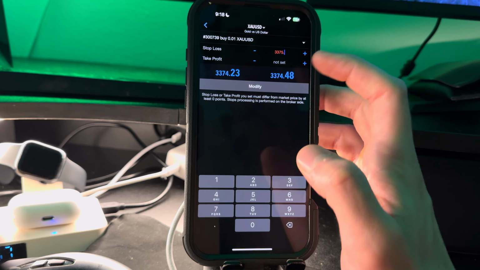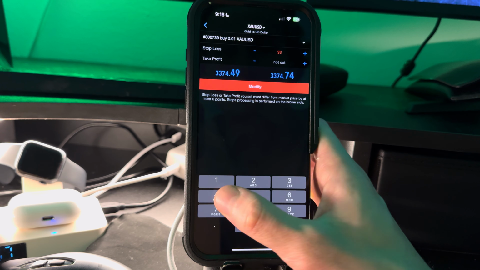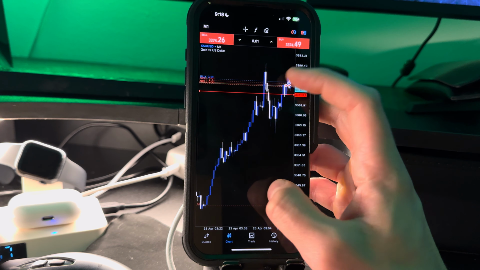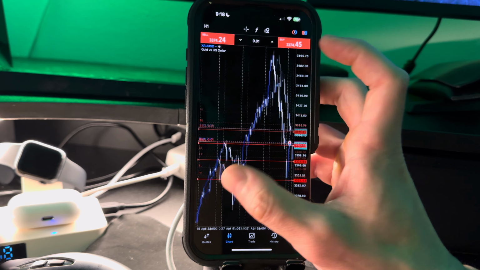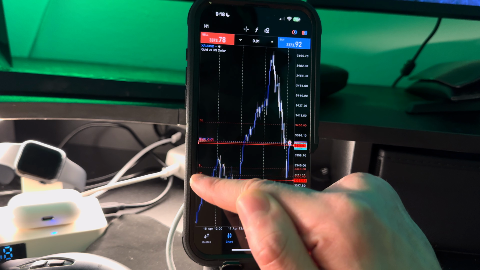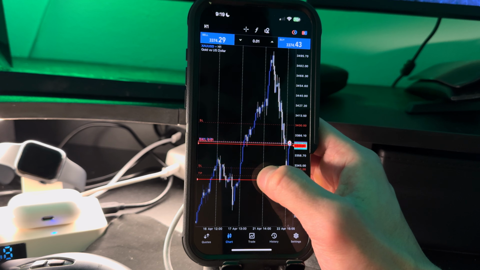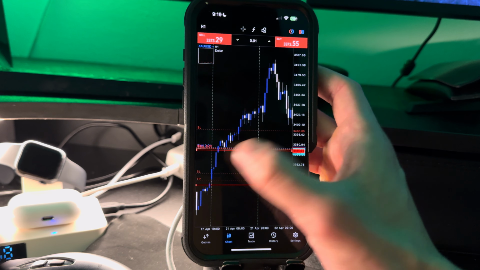Stop loss on a buy is going to be under 3,374, so it's going to be, for example, 334. Boom. So the buy has a stop loss down here, and the sell has a take profit down here. You see a little SL TP. You can also adjust them by pressing down. Let me try this one.